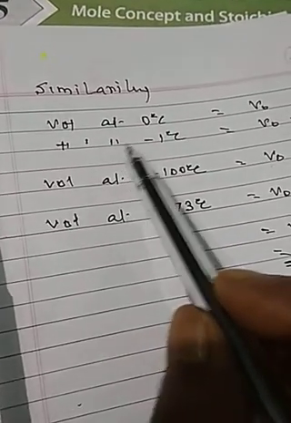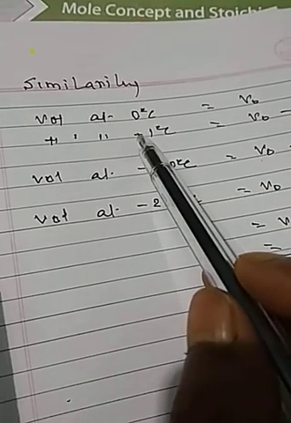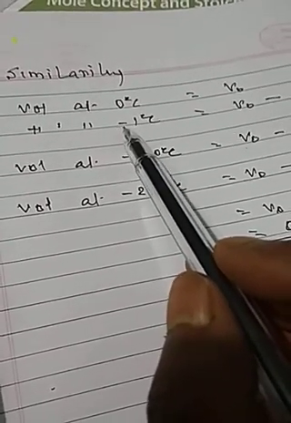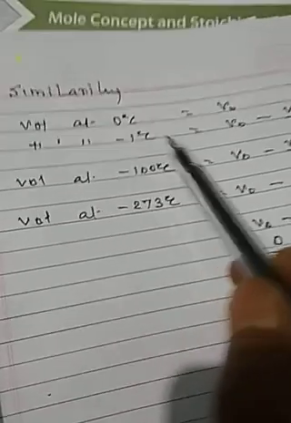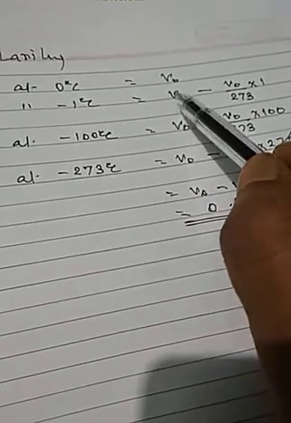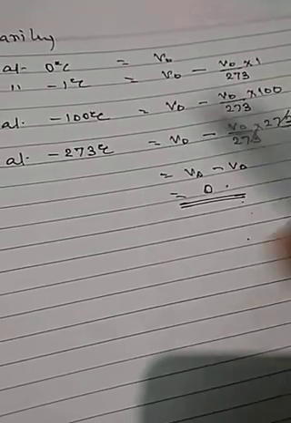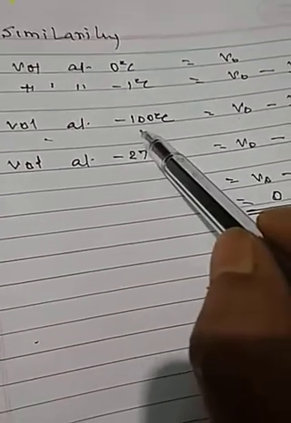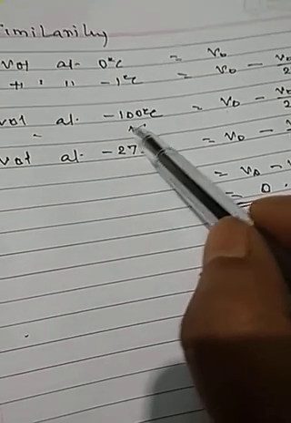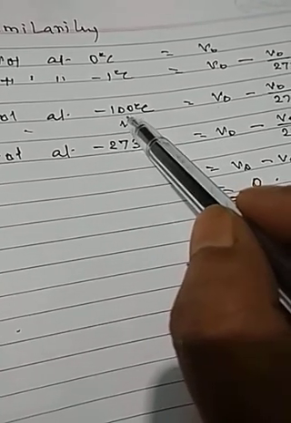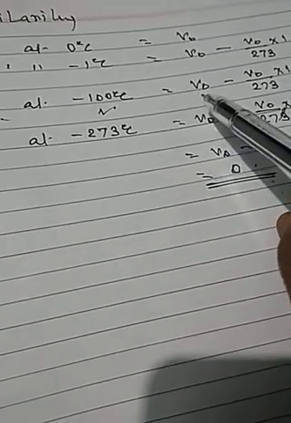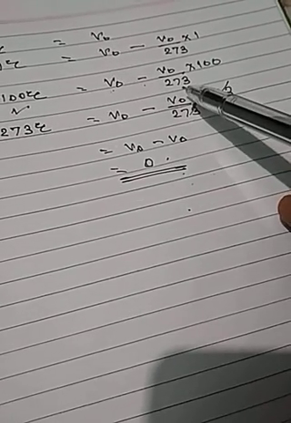Now if we are lowering the temperature, means if we are decreasing the temperature by 1 degree Celsius, it is original volume minus original volume by 273 into 1. On further lowering the temperature, up to 100 degrees Celsius, the volume will be original volume minus original volume by 273 into 100.